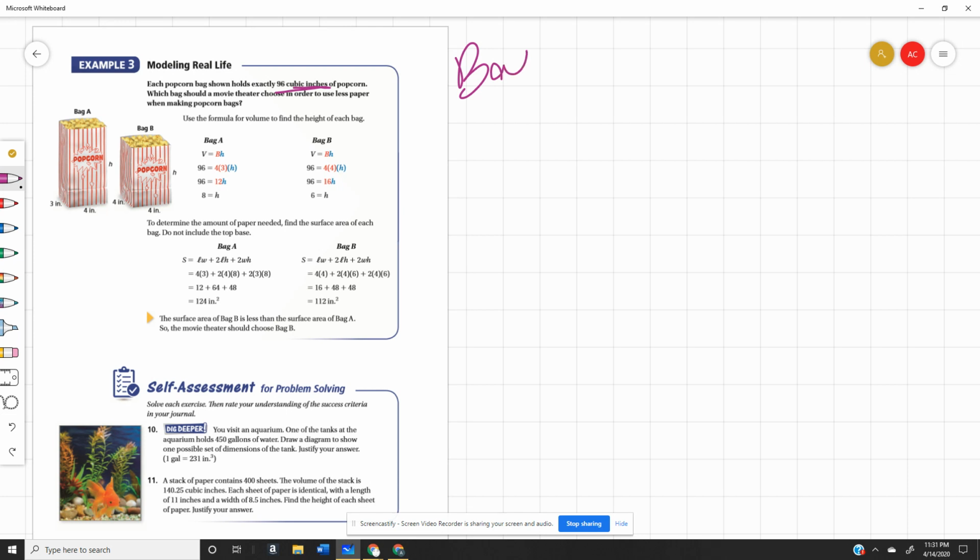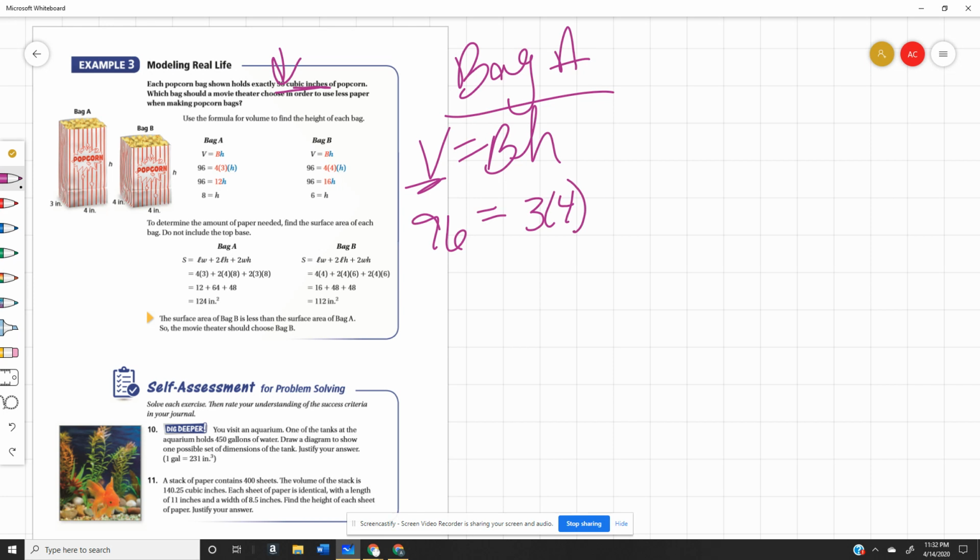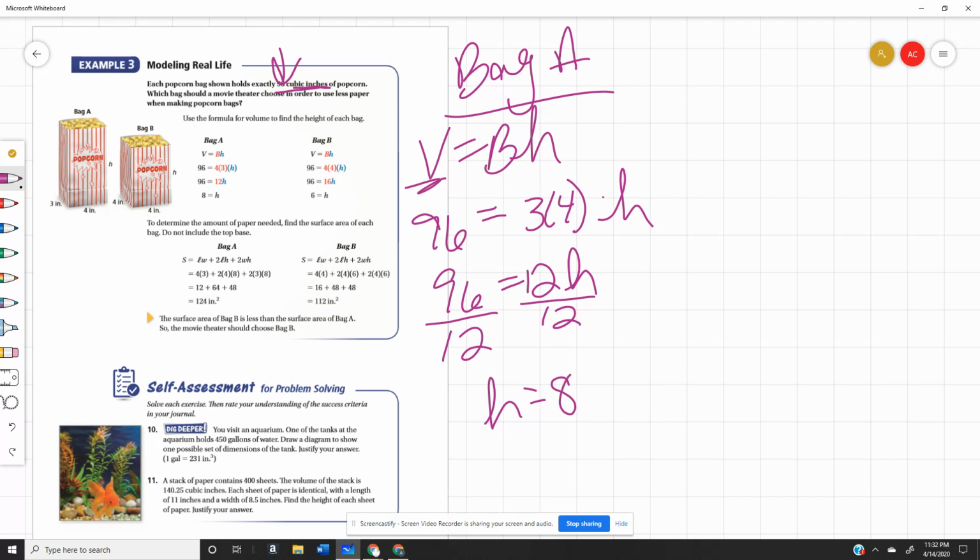So we have bag A. Okay? We know our formula. Now we're going to fill in the missing pieces. We know that volume is equal to 96 because it tells me that right there. On this one, it's a rectangle, right? So we know that the area of the base is going to be 3 times 4. What we don't know here is the height. That's our missing piece. So 96 equals 12h. Divide both sides by 12, okay? And we get that h equals 8, okay? So that means the height of bag A is 8.